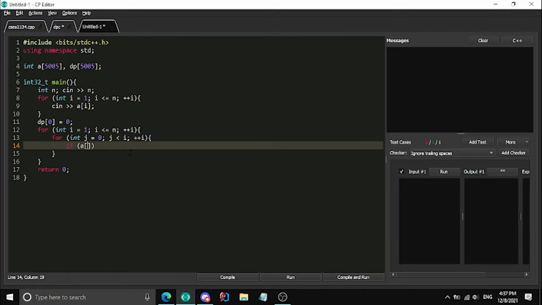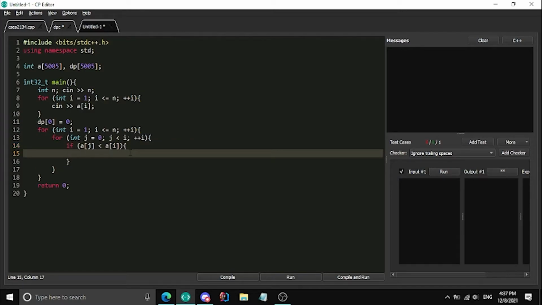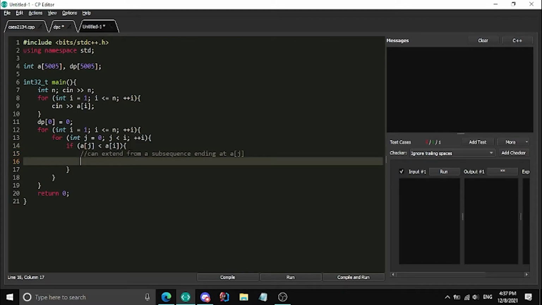And so if a at j is smaller than a at i, then that means this element can extend from a subsequence ending at a at j. And that means that dp at i is equal to the maximum between dp at i and dp at j plus 1.